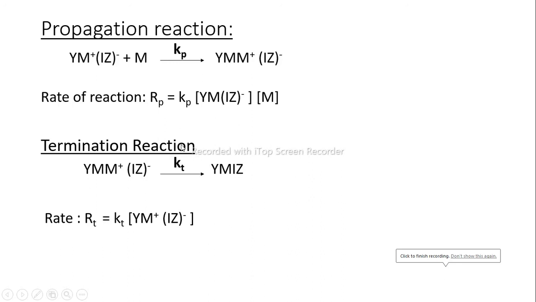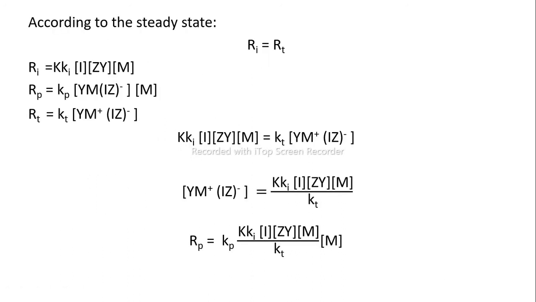Moving on to the next slide. Now here we are using the steady state equation to find the rate of propagation. According to the steady state equation, the rate of initiation is equal to the rate of termination, and what we are doing is substituting the values in this equation. This is the value of the rate of initiation and this is the value of the rate of termination, and by substituting these values in this equation we get an equation like this.